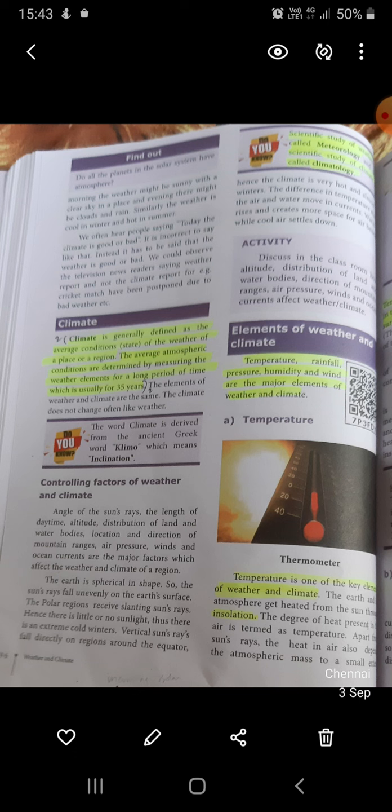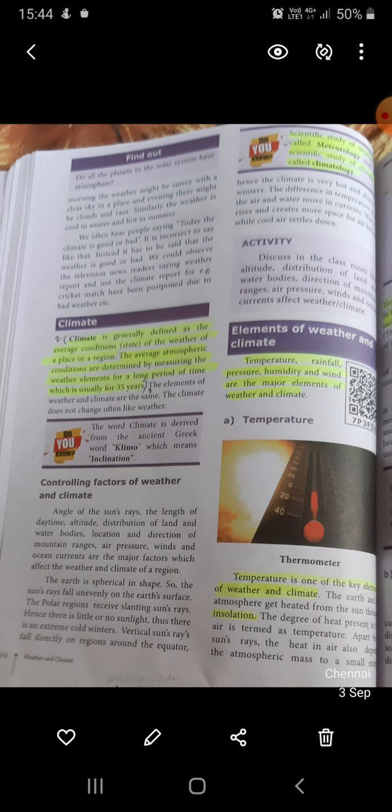Controlling factors of weather and climate. Angle of the sun rays, length of the daytime, altitude, distribution of land and water bodies, location and direction of mountain ranges, air pressure, winds and ocean currents are the main factors which affect the weather and climate of a region. Okay, all these factors affect the weather and climate of a region.